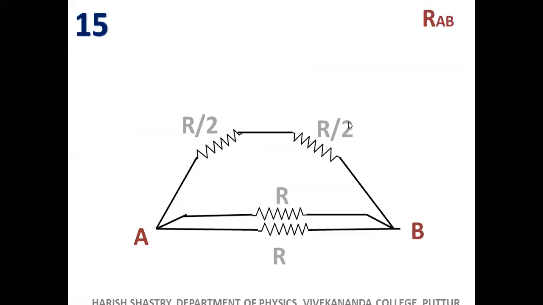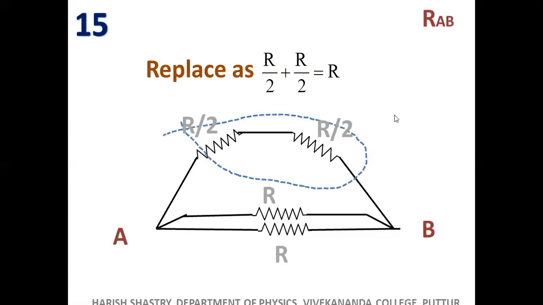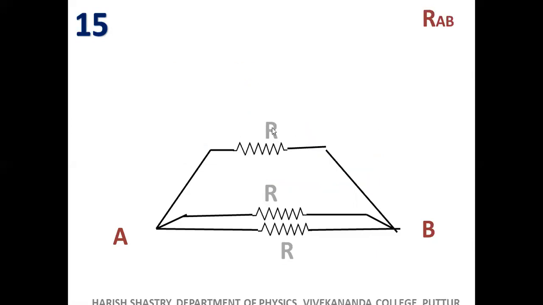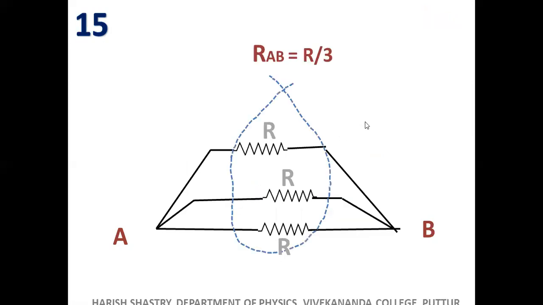Now series, half R plus half R, it is single R. So R by 2 plus R by 2, that is single R. Replace it by single R, R. Now you have R, R, R. Three R's in parallel across A and B. That is R by 3. Answer is R by 3.